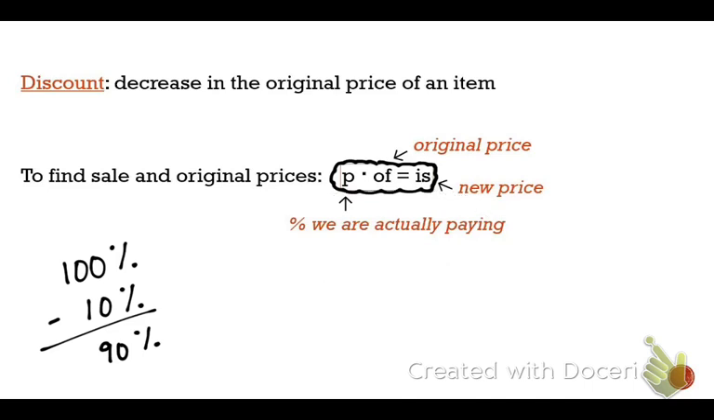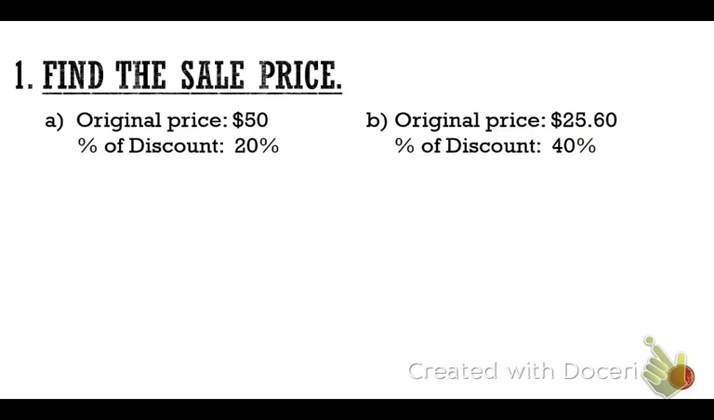Next up, the of. What does the of stand for? The original price. And finally, what does the is stand for? The new price. So today we're going to use this formula to help us find out these answers. So here's the first thing. Find the sale price. I have been told today that a pair of Crocs costs about $50.